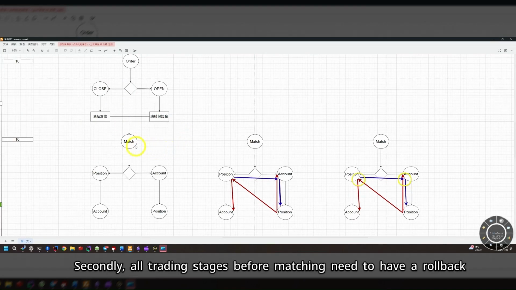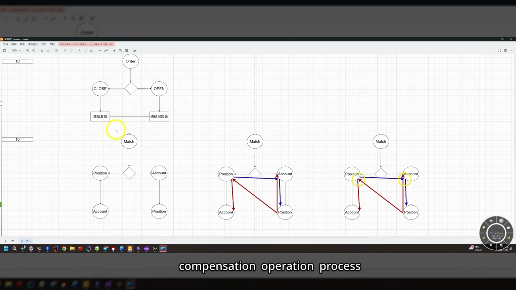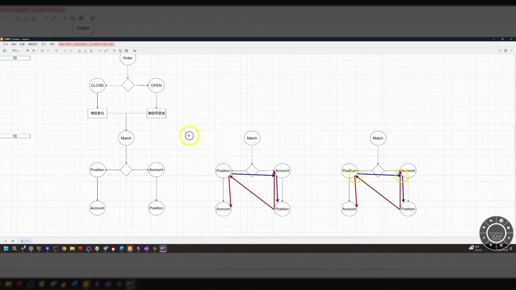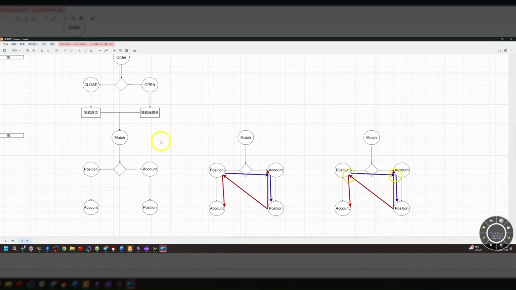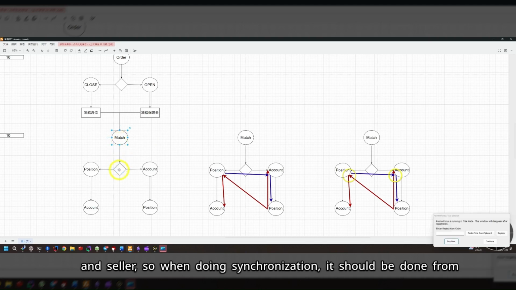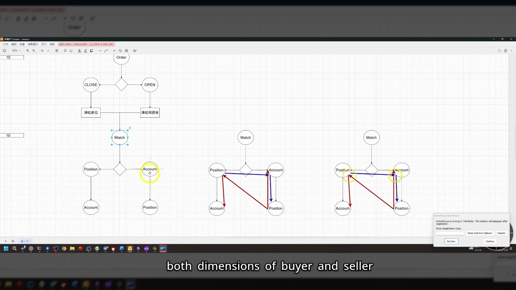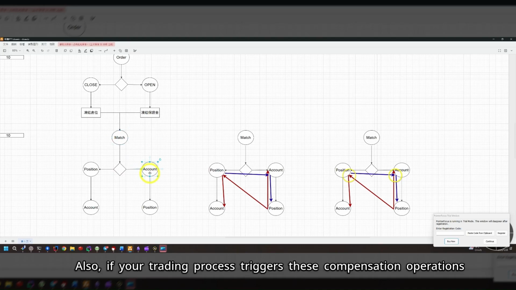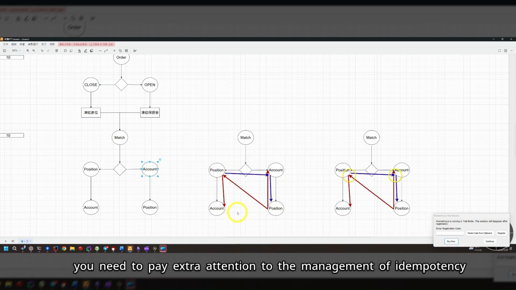Secondly, all trading stages before matching need to have a rollback compensation operation process. The third part is that each transaction in MEC involves both buyer and seller. So when doing synchronization, it should be done from both dimensions of buyer and seller. Also, if your trading process triggers these compensation operations, you need to pay extra attention to the management of idempotency keys.